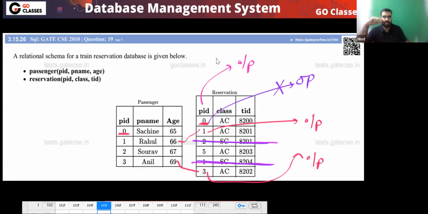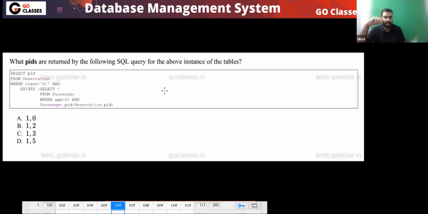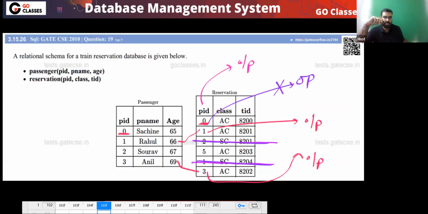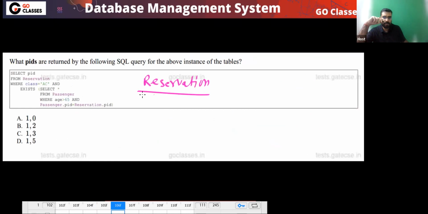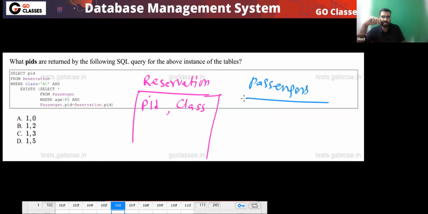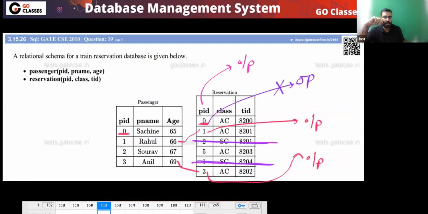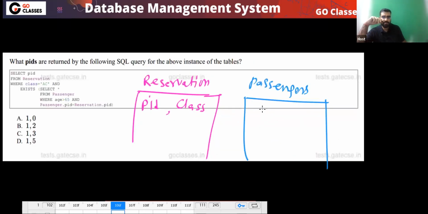So this is a simple question, but let's do the complete analysis. What is this query actually saying? This query is saying that from passenger, I need PID. This is the passenger table. This is your reservation table. In the reservation table, you have PID, class, TID. We only care about PID and class. We don't care about TID. For the passenger, we care about PID and age.